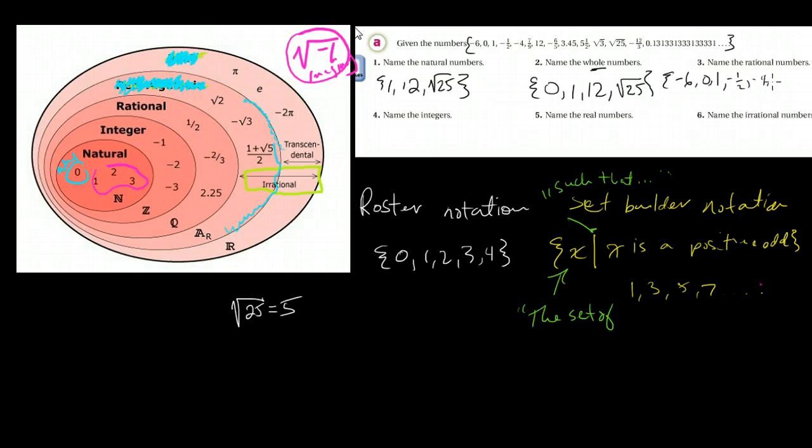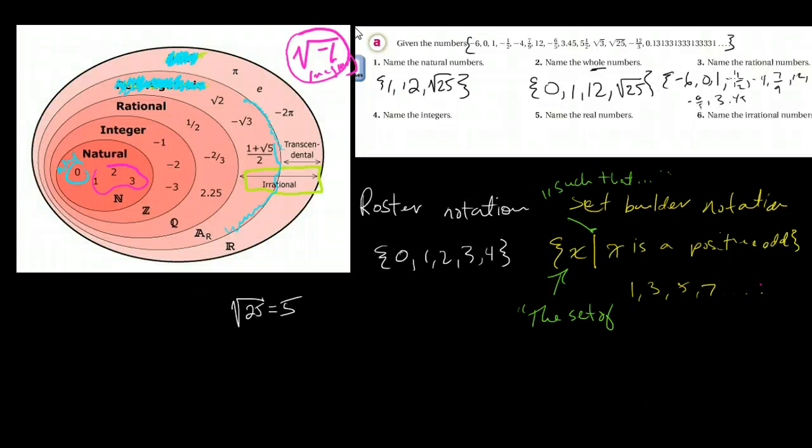Negative 4, I'm running out of space. 7/9, that's also 12. I'm just going to go down to the next space because I've run out. Negative 6 over 5, 3.45, 5.5. Basically all the numbers that we have here.